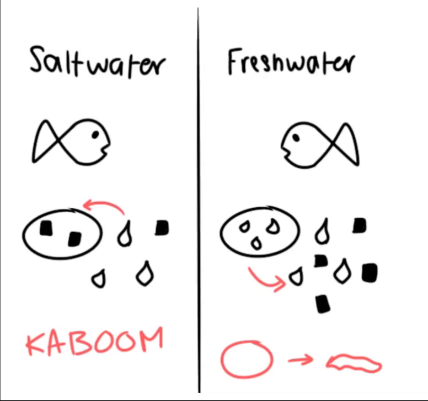Since the freshwater fish is adapted to have less solute in its body, the water around it will end up pulling the water out of the fish's body due to its higher solute concentration. This is why most fish of one habitat won't be able to survive in the other kind of habitat.